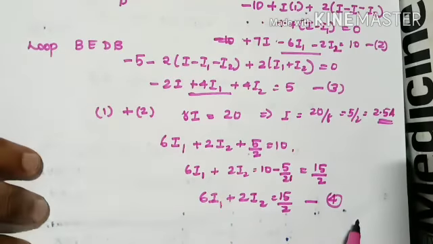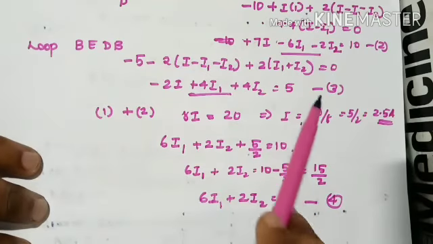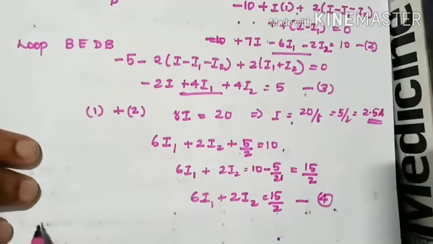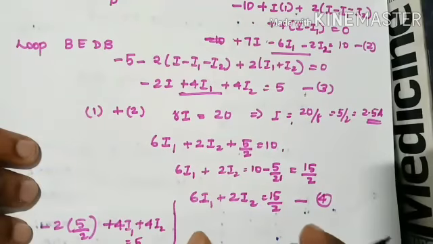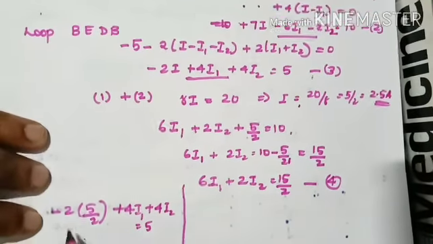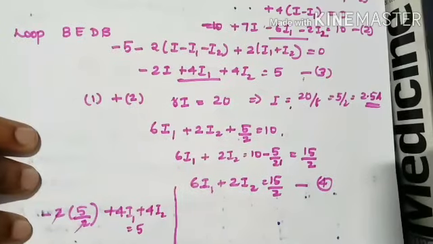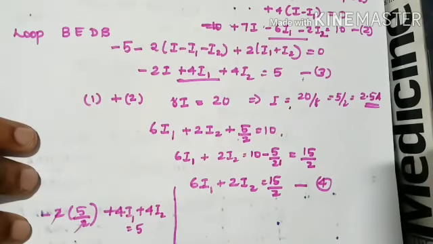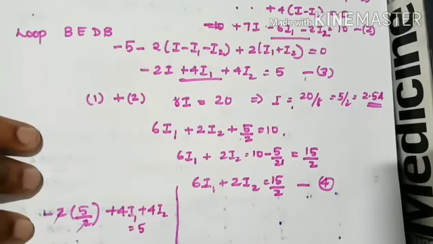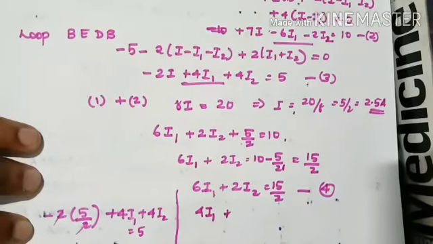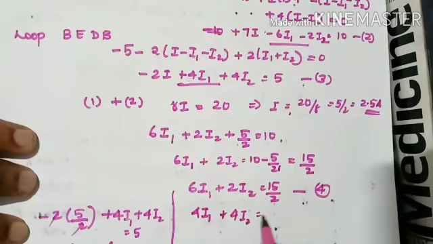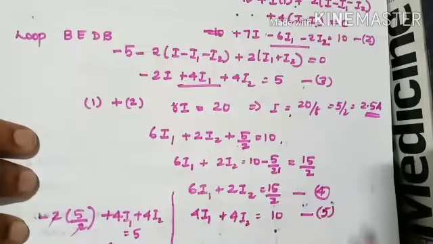Right. Now similarly, I am going to put this i value in the third equation also. So what becomes? That is minus 2 into i, that is 5 by 2, plus 4i1 plus 4i2 is equal to 5. I am going to write here so that we can write the fourth and fifth equation below itself. So 2 and 2 cancel off. Right. So minus 5 that goes inside. This becomes 4i1 plus 4i2 is equal to 10. So I am going to write the same here: 4i1 plus 4i2 is equal to 10. Again, you have a fourth and fifth equation.